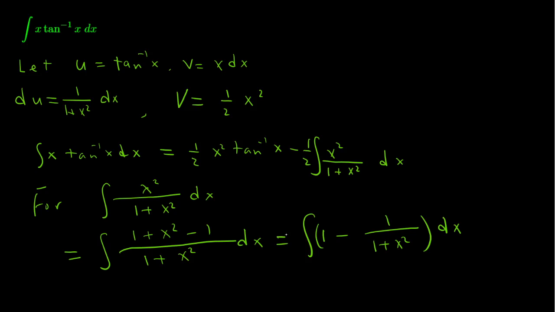Okay, now at this point we can evaluate the integral. Antiderivative of 1 is equal to x. Antiderivative of 1 over 1 plus x squared is equal to arctan, or inverse tan, using our notation. Inverse tan of x and then plus c. Can I stop here?